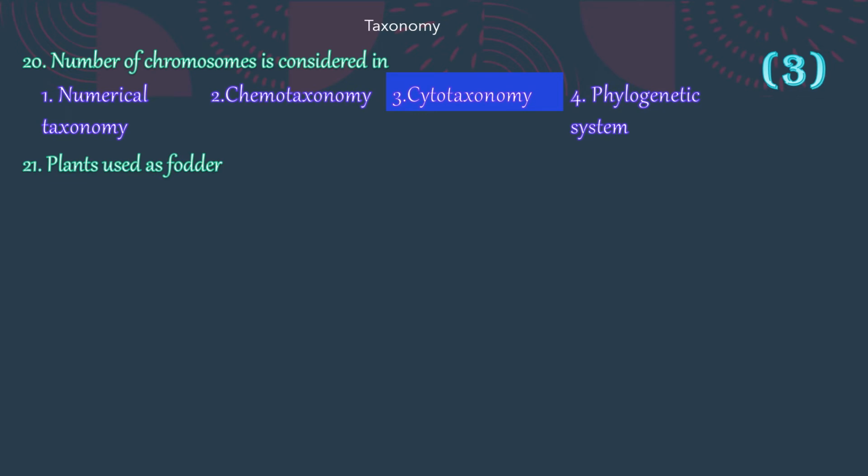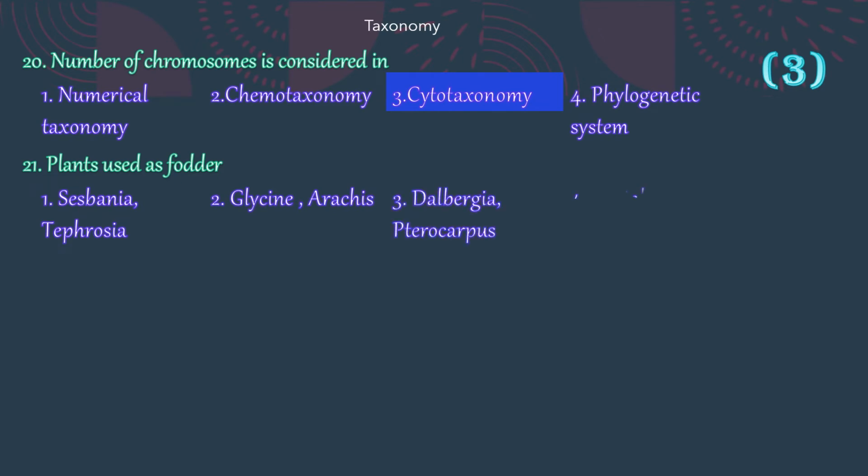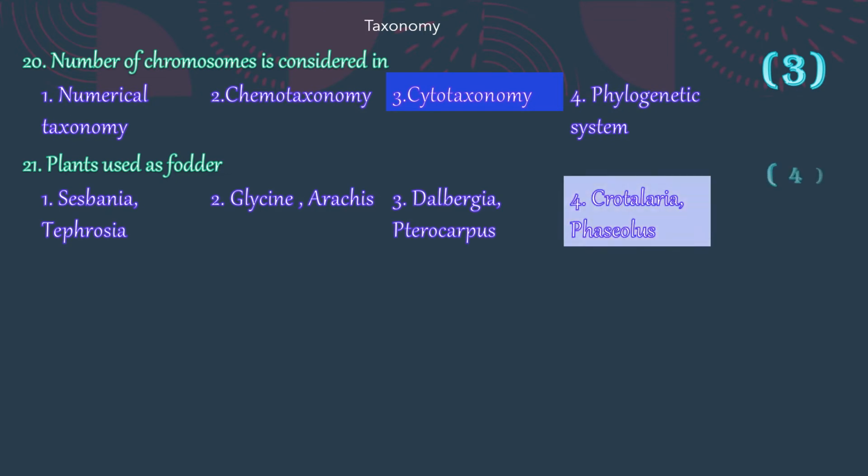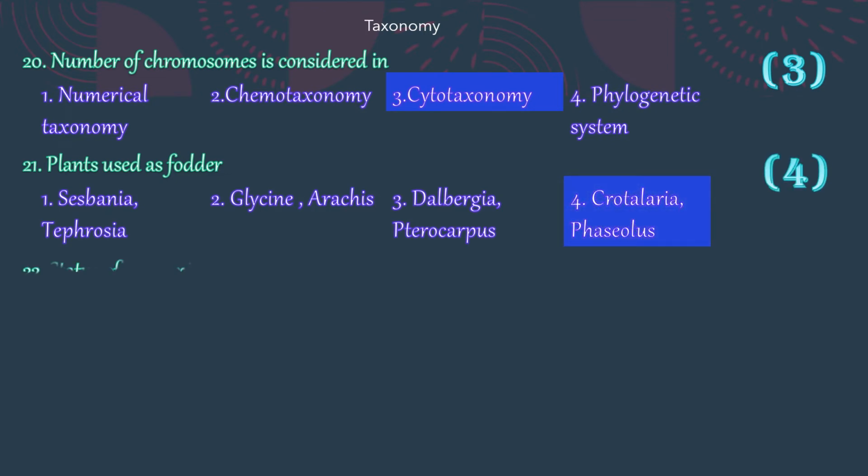Plants used as fodder: Sesbania and Tephrosia, Glycine and Arachis, Dalbergia and Pterocarpus, option 4, Crotalaria and Phaseolus. Now the answer is 4.